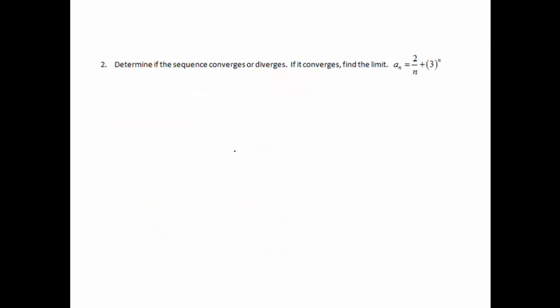Number 2, determine if the sequence converges or diverges. If it converges, find the limit. So if we want to find if something is converging or diverges, we definitely want to find the limit as n approaches infinity. And my sequence is 2 over n plus 3 to the n. So I'm just going to be thinking if I plug infinity in for my n's. So 2 divided by infinity, as the denominator gets bigger and bigger, that will approach 0.